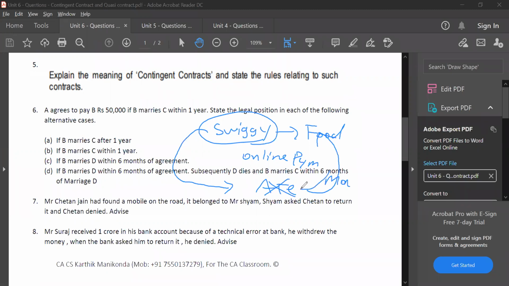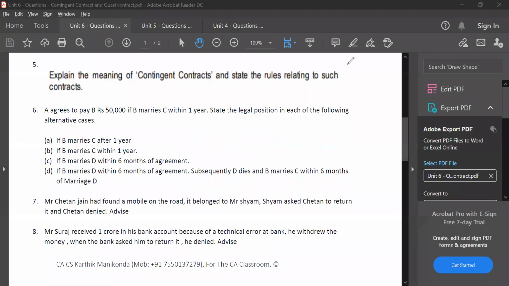So you have to return the food. If you already ate the food, then you have to return the money back to Swiggy. If you didn't want the food itself in the first place, you should not even have collected the delivery. This is about non-gratuitous act. The concept is again in Section 70. Section 70 talks about this example I gave. So we are done with this.